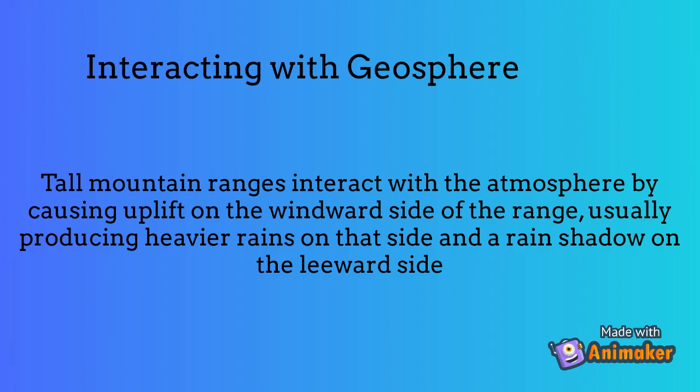An example of how atmosphere interacts with the geosphere is that tall mountain ranges interact with the atmosphere by causing uplift on the windward side of the range, usually producing heavier rains on that side, and the rain shadow on the leeward side, where it is so dry and gets less rain.